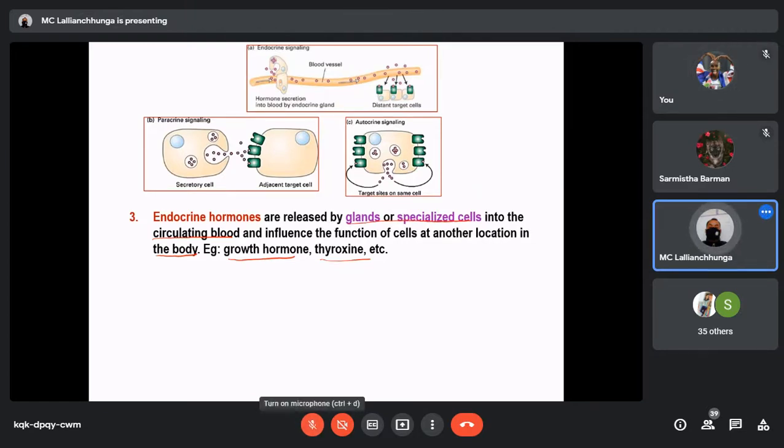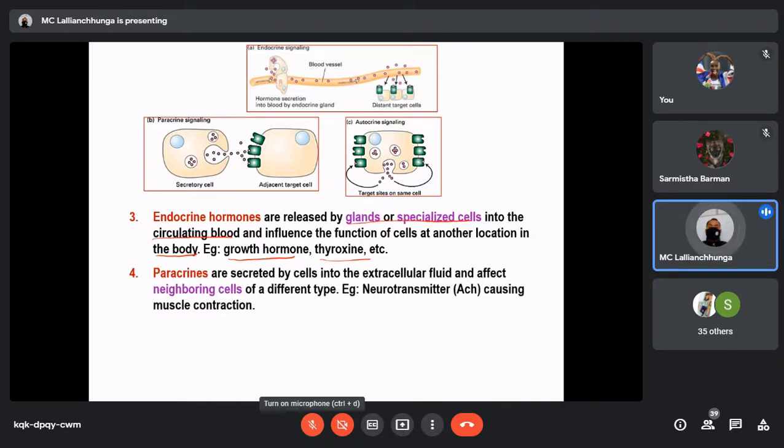No question. Okay. Now the next point. It is paracrines. Paracrines are secreted by cells into the extracellular fluid and affect neighboring cells or adjacent cells of different types. Example, neurotransmitter causing muscle contraction. Now don't get confused. This point is very important.